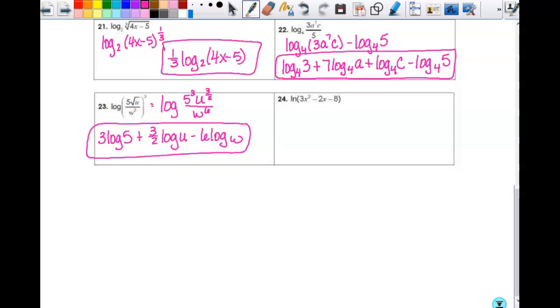So the first thing I need to do here is factor. So this is going to be the natural log of, let's see, I don't have a GCF to factor out, so I'd factor that by grouping or by whatever your way is, but this will end up being 3x plus 4 times x minus 2. That means I get the natural log of 3x plus 4 plus the natural log of x minus 2.